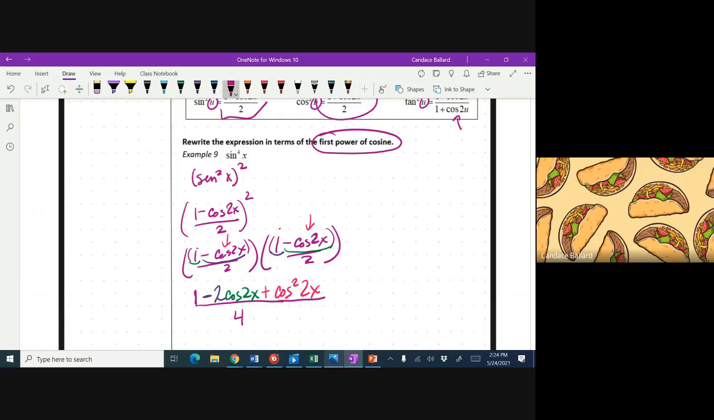Okay. All right. So I want to point out our instructions again. Our instructions say first power of cosine. Unfortunately, what we created was not a first power of cosine. We got part of it into first power of cosine. We got rid of the sine, right? That was part of it. So I've got to get that into first power of cosine. I'm going to have to do a little bit more work.